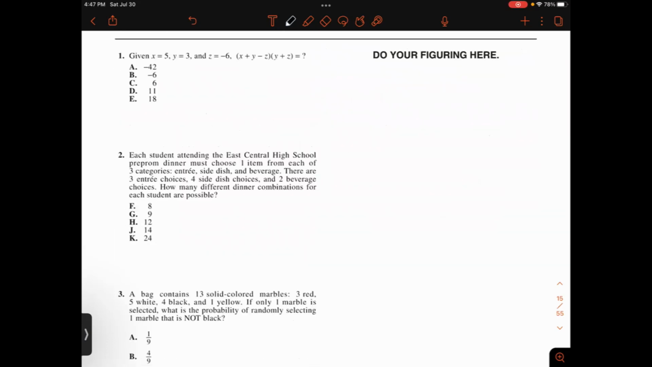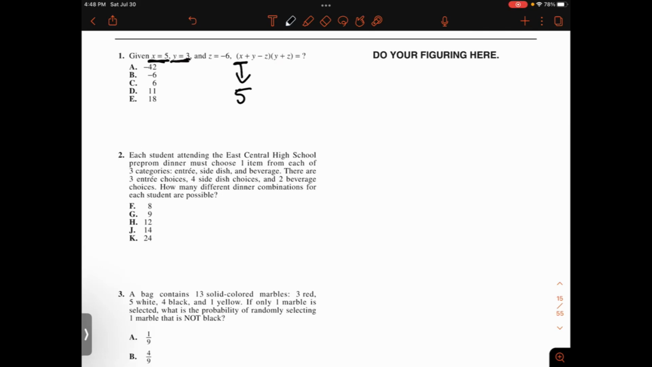Given x equals 5, y equals 3, and z equals -6, what is (x plus y minus z) times (y plus z)? For this question, we have to understand what concept this is. The concept in this question is substitution. Substitution is that they give me x equals 5, so every time I see x, I am going to plug in 5. Same for y and same for z.